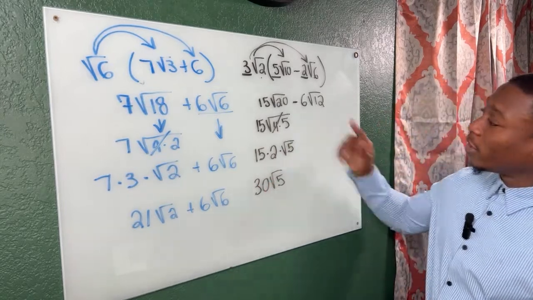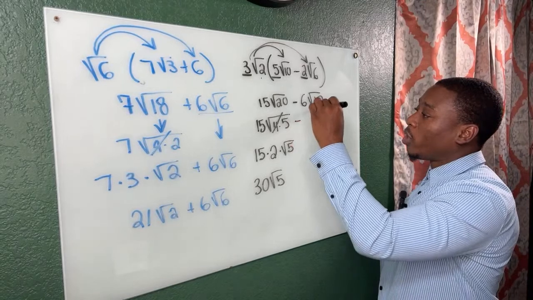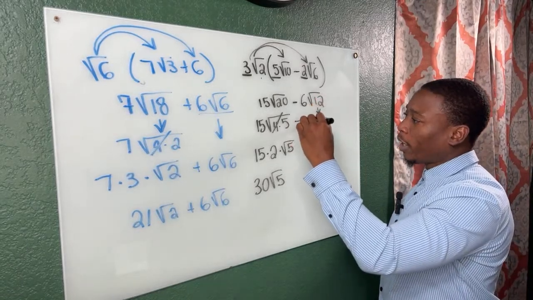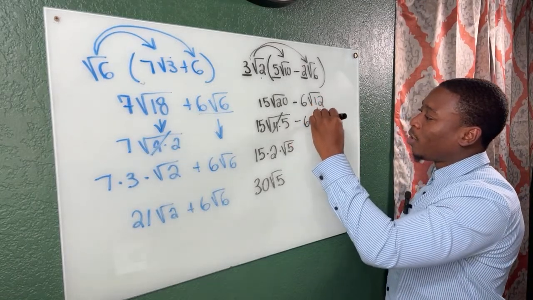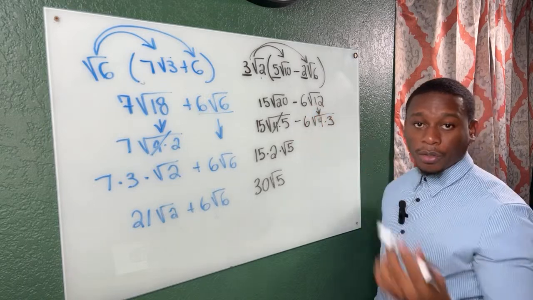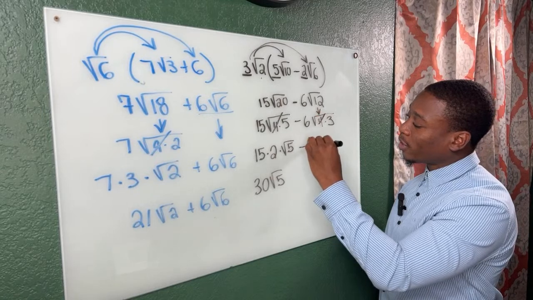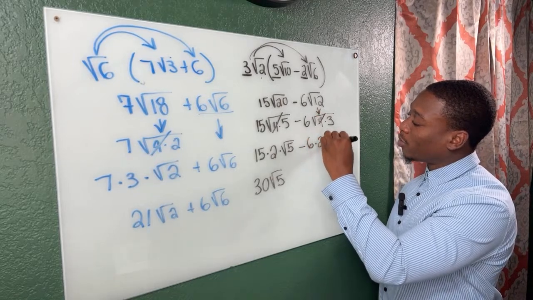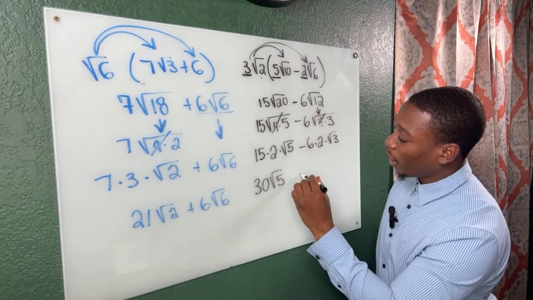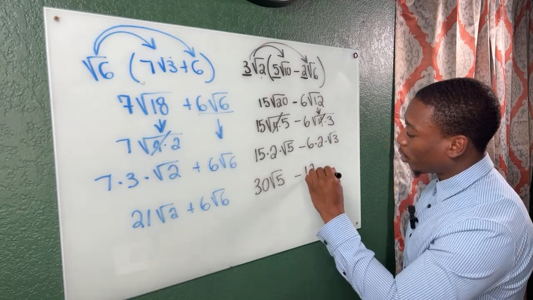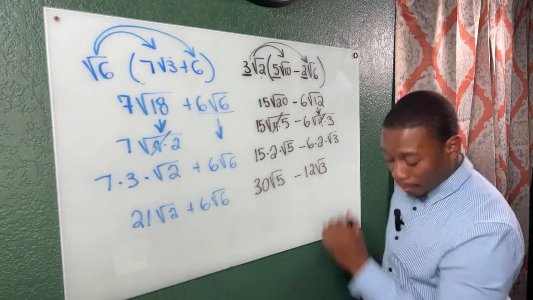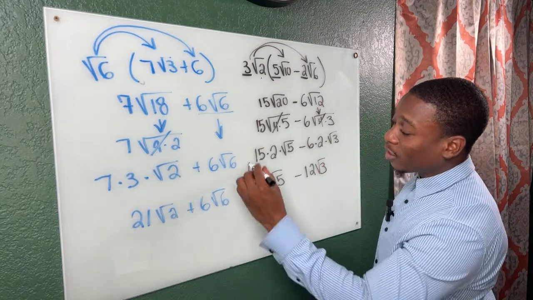Now in the second part of this example, right, we notice that we're going to have 6 times radical 4 times 3. Perfect square is 4. It comes out as 6 times 2 times radical 3. And right here, we're going to have negative 12 radical 3. Let's check my work. This is correct.